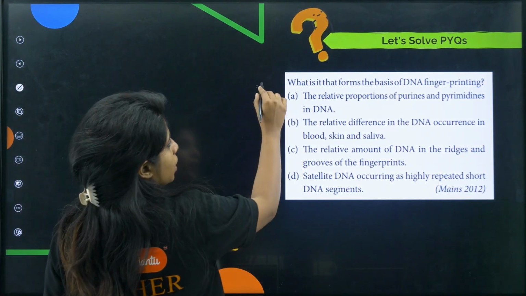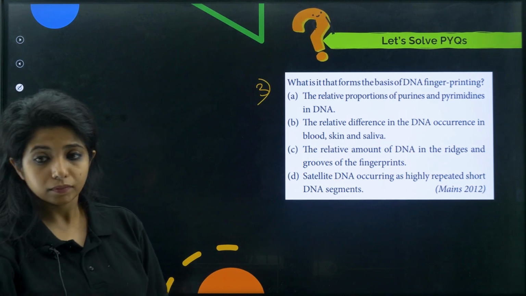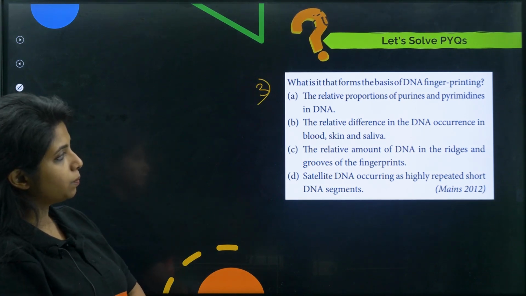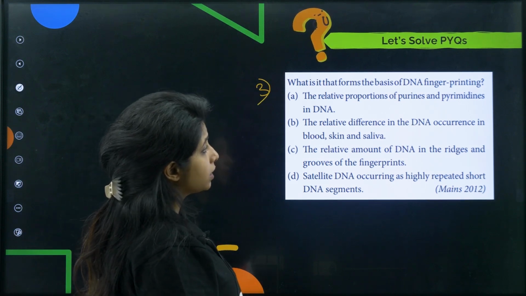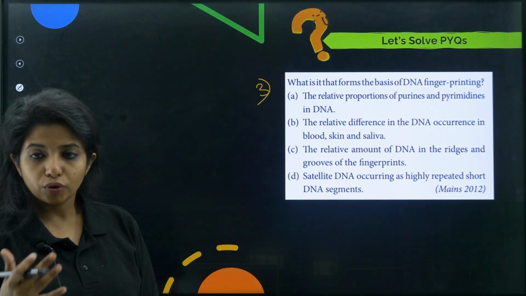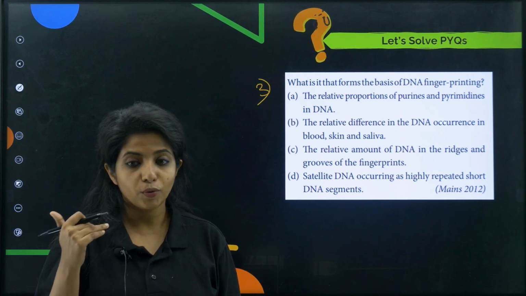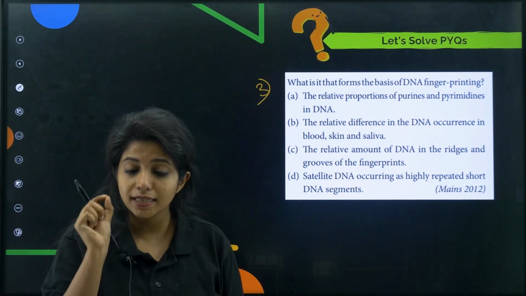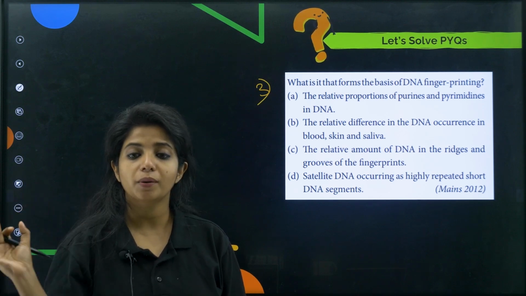Now third question: what forms the basis of DNA fingerprinting? The relative proportions of purines and pyrimidines in DNA, or the relative difference in the DNA occurrence in blood, skin and saliva? Do you think that the difference is there in the DNA of our blood, skin and saliva? No. All of our cells have the same set of DNA. None of the cells have a different set of DNA. All of them have the same set.